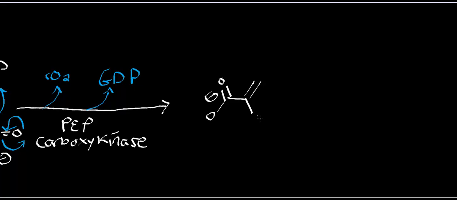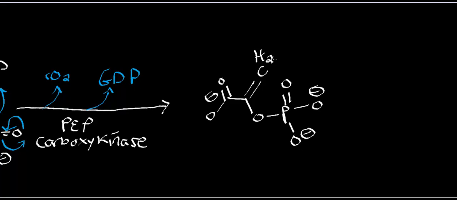So it looks like this. So here is phosphoenolpyruvate. And recall that it's probably the most unstable compound you'll encounter in Biochem 1 and 2. It's very unstable, very high energy.